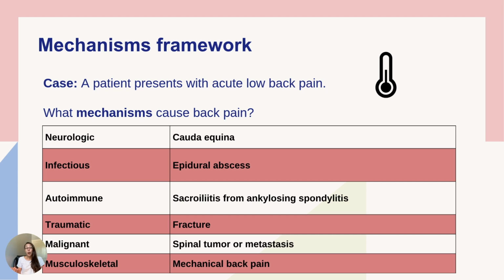Could it be cauda equina? Could it be infectious, an epidural abscess, autoimmune, like sacroiliitis from ankylosing spondylitis? Could it be traumatic fracture? Could it be a malignant spinal tumor or metastases? And then lastly, musculoskeletal. Could it fall into that mechanical back pain presentation?